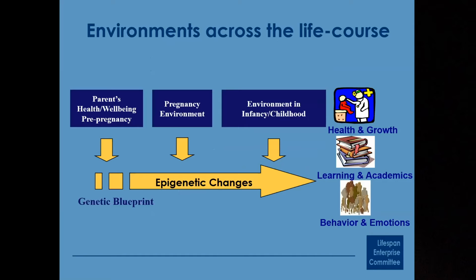What this slide illustrates is that environments across the life course impact, through epigenetic changes, the health and growth and learning and academic performance and behavior and emotions throughout life. What's key in this is to think about the timing and the quality of the environments and how they shape a child's future potential, because we can alter the environments to enhance or to promote children's potential.